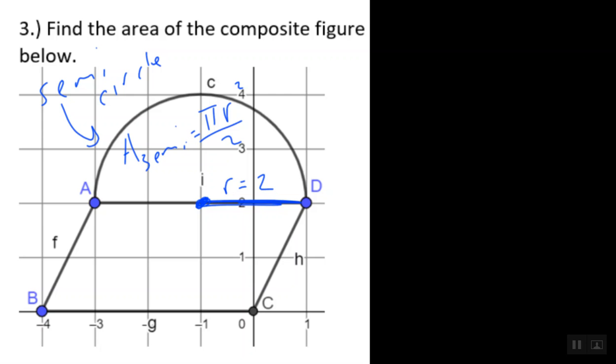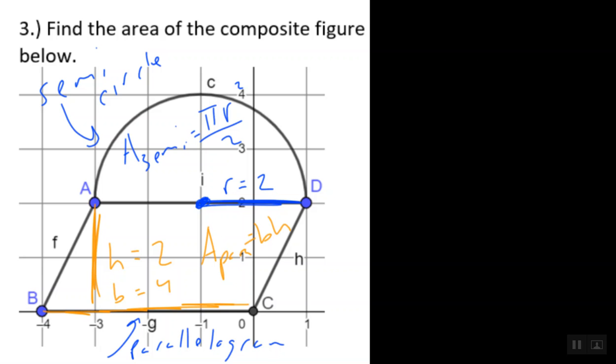Down here, we have a parallelogram where we can see, let's switch colors here, that it has a height of 2 and it has a base of what appears to be 4. And remember, the area of a parallelogram is base times height.